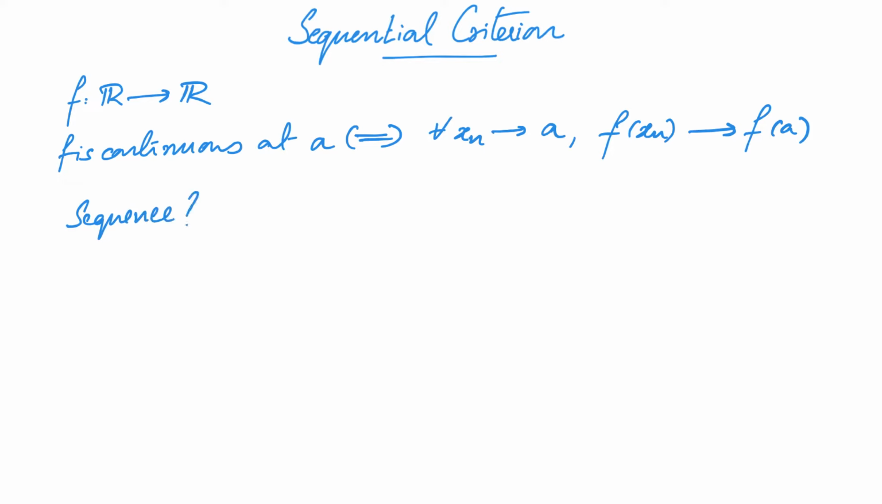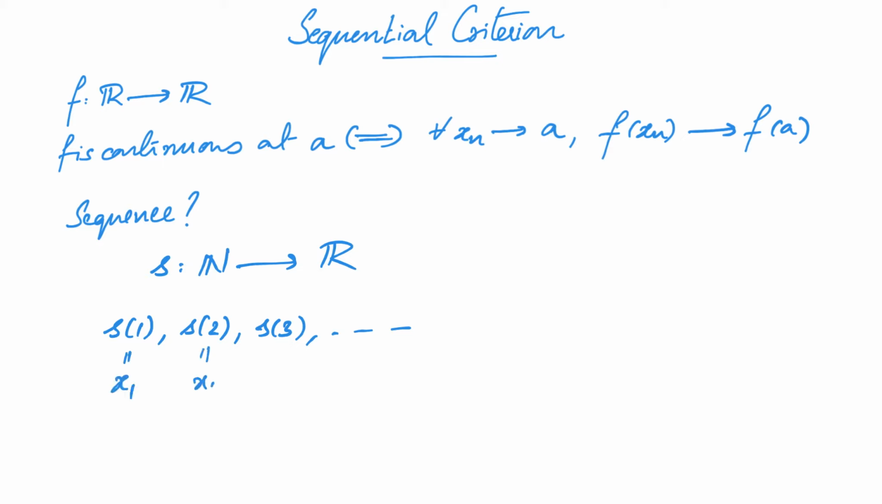To answer this question, let us first recall what was a sequence of real numbers. Recall that a sequence of real numbers was a function from the set of natural numbers to the set of real numbers. Given such a function, we could list the real numbers s of 1, s of 2, s of 3, etc. And for simplicity, we often denoted s of 1 as x1, s of 2 as x2, s of 3 as x3, and so on. More generally, the nth element in the sequence is written as xn, which is equal to s of n.